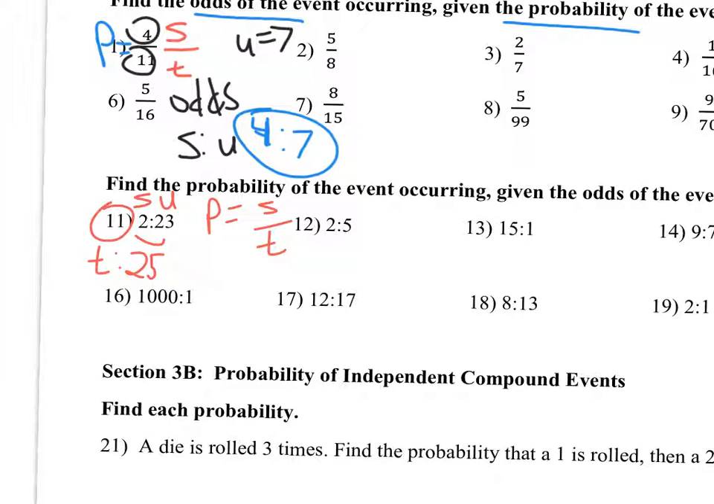And if I find the probability, I'm going to do my successful to total. Successful is 2. And I write probability as a fraction to total 25. So with an odds of 2 to 23, probability is 2 over 25.